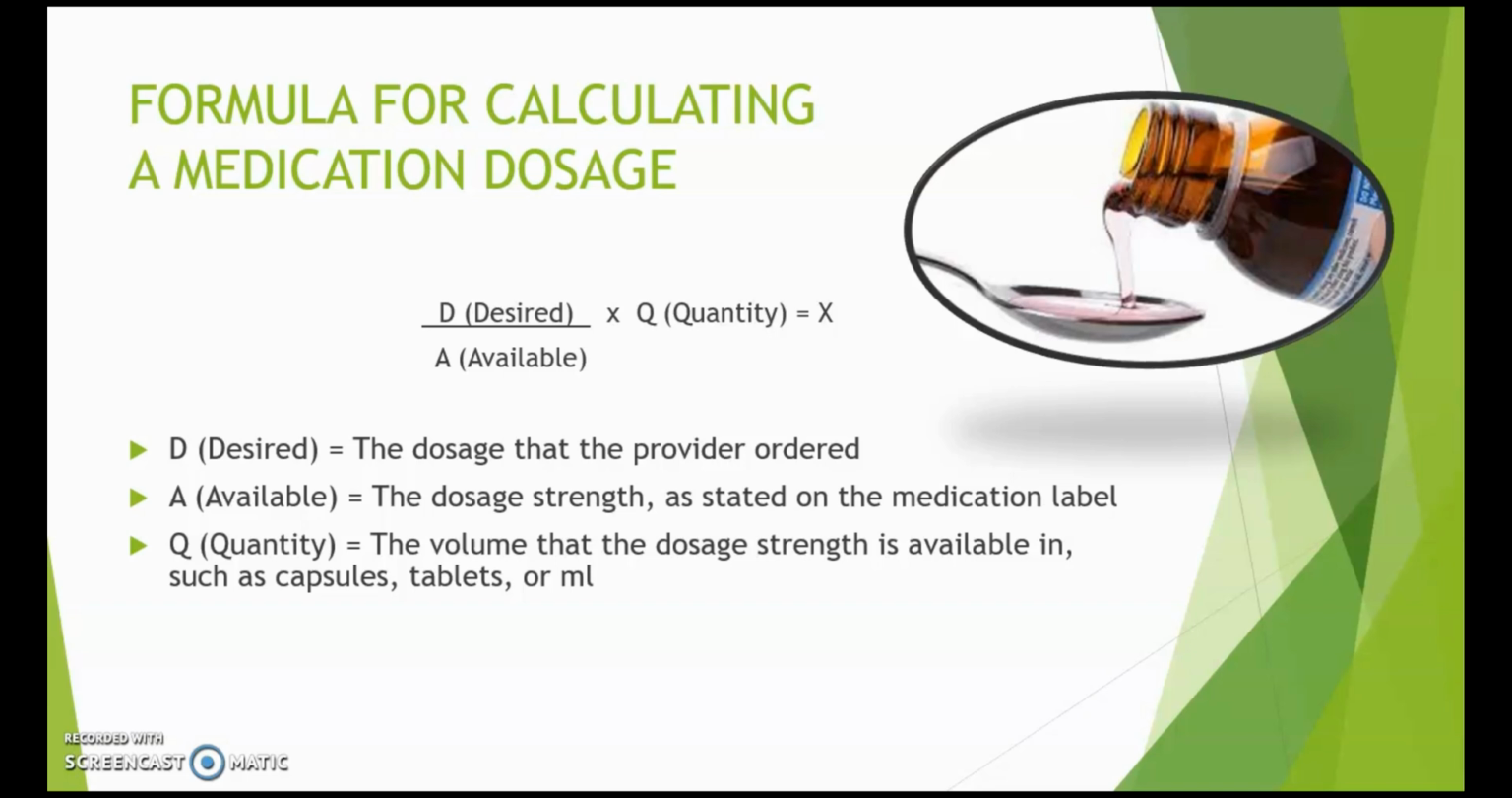With the letter A, available, the strength as stated on the medication label. Also very important, because we have to spend enough time making sure that we read the medication label properly. And finally, letter Q for quantity, the volume that the dosage strength is available in, such as capsules, tablets, or ml.